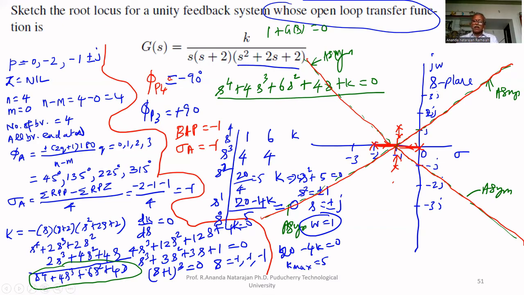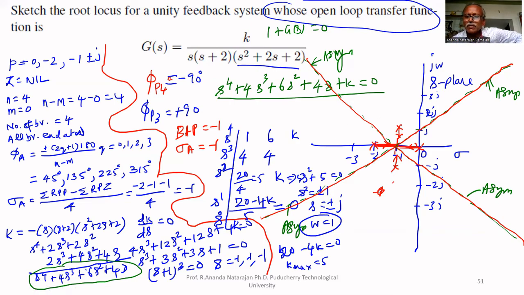Suppose I want to find here, why is it one over the other? Because the asymptote cuts the j omega axis at plus j, minus j. The root locus branch also cuts at minus j, plus j. The second reason is the breakaway point is minus 1 and sigma a is also minus 1. That's why all coincide. That's why the root locus branch and asymptotes are one over the other.